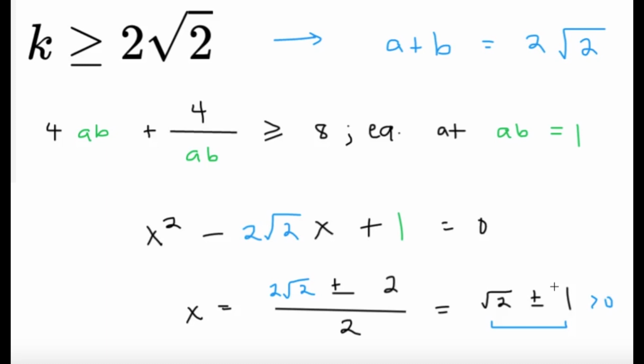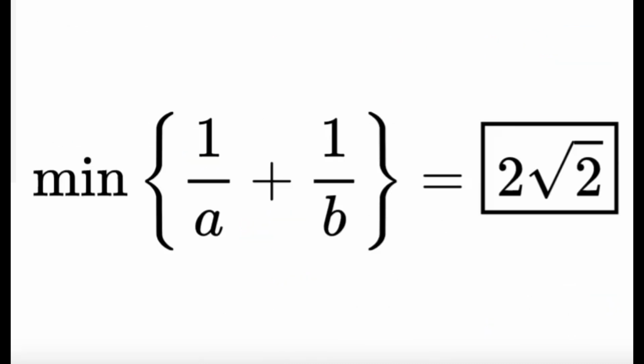But now that we know that the equality does exist and k can be equal to 2 square root of 2, we're confident to now say that the minimum value of k, or essentially the minimum value of 1 over a plus 1 over b, is going to be 2 square root of 2. And this will be our final answer.